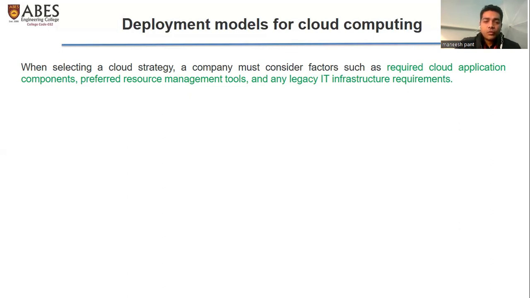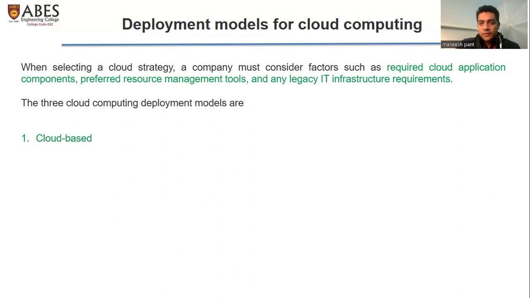Now if they want to move to cloud, what are the different deployment models they can use to shift their legacy IT infrastructure? And if they are building a new application, how can they build it in the cloud? So we have basically three cloud deployment models. First is cloud based, where everything is going to be on cloud. Second is on premises, which is basically a private cloud. And third is a hybrid cloud.